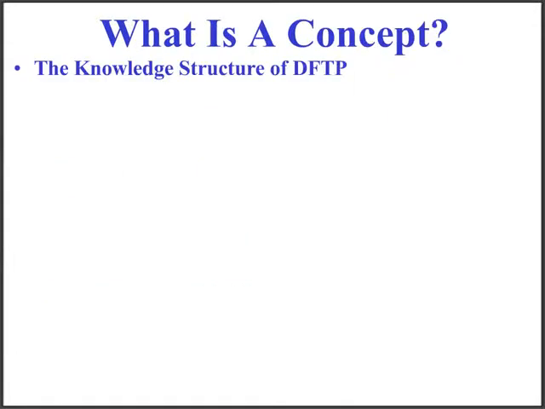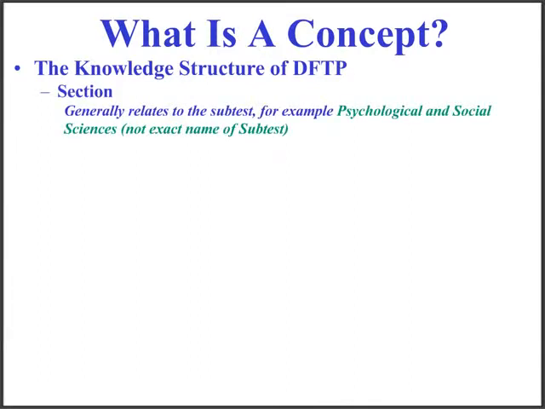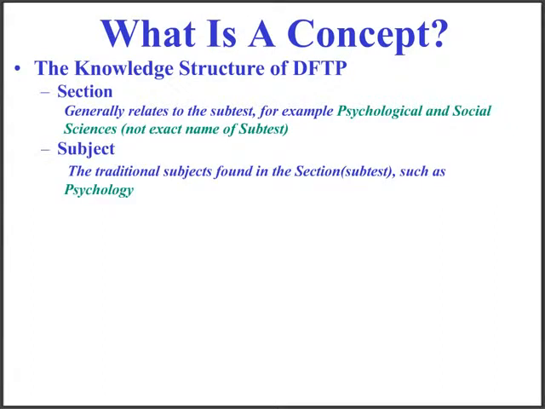This involves understanding the knowledge structure of our site, which is different than if you just open a textbook, for example. We begin with what's called a section. This generally relates to the subtest, for example, psychological and social sciences subtest. That's not the exact name, but I just shortened it here. So that would be a section. A subject would be those traditional subjects found under that subtest. In this case, it could be psychology or sociology.